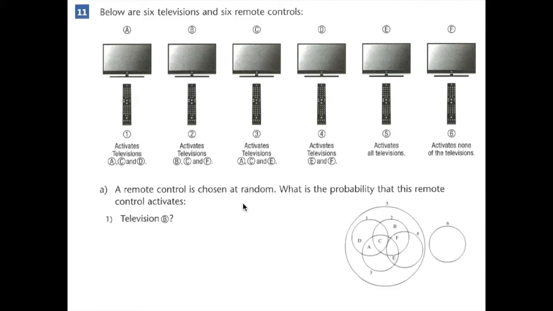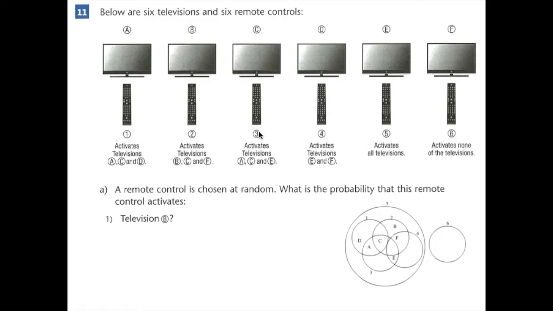So I made a little Venn diagram of this. I just drew a little circle for remote control 1. It activates A, C, and D. Okay, and then I made remote control 2, which activates B, C, and F. So 1 and 2 are going to have television C in common. See? It's right in between 1 and 2.